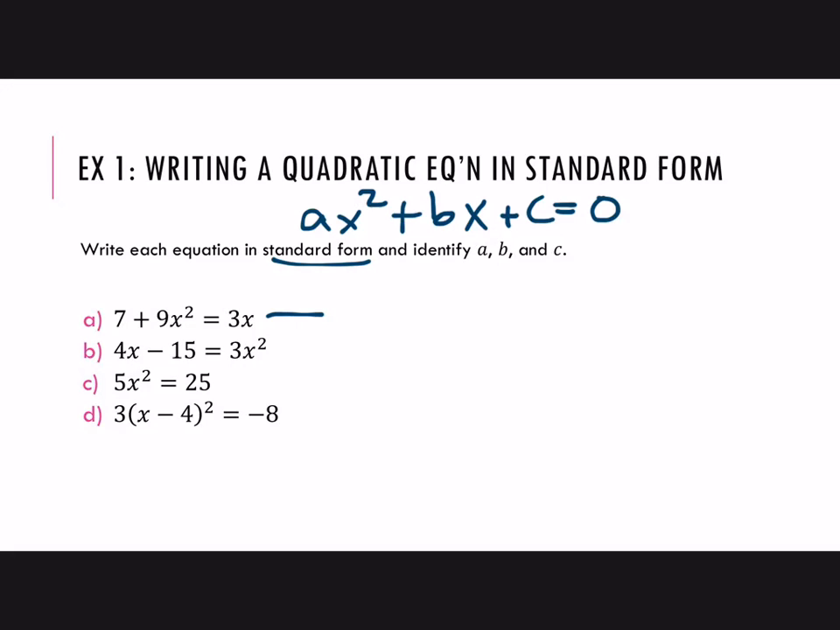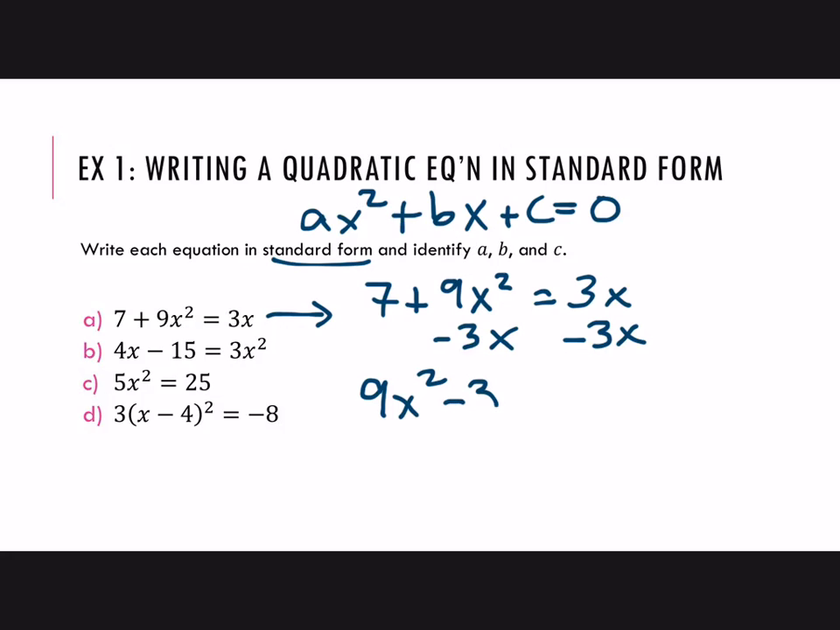Alright, so in part A, first of all, I need to set this equal to 0. I need to have all of the terms on the same side. So I'm going to subtract 3x from both sides. Now on the left, I'm going to write these terms in descending order, meaning starting with the one with the highest exponent and ending with the one with the lowest exponent. So I would have 9x squared first, then minus 3x, and then plus 7. And on the right, 3x minus 3x equals 0.